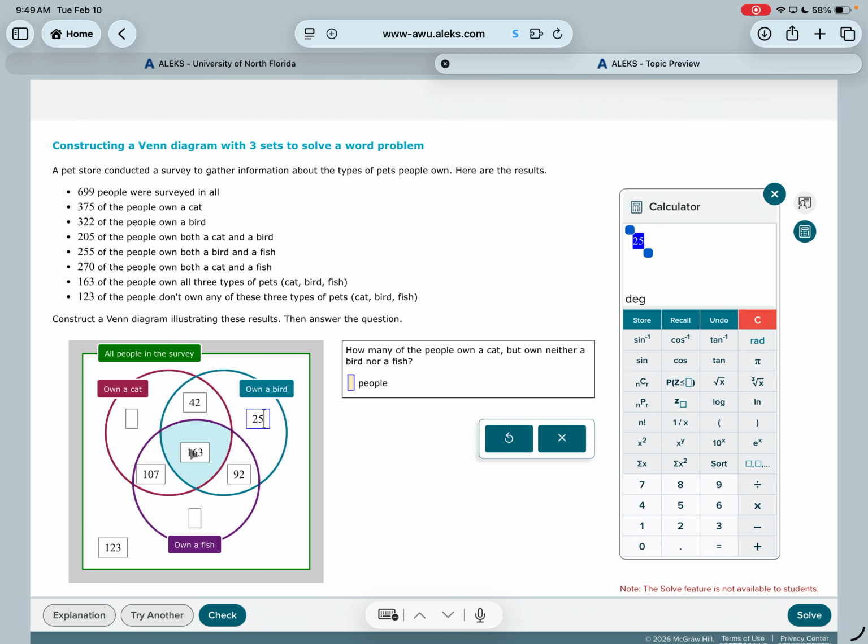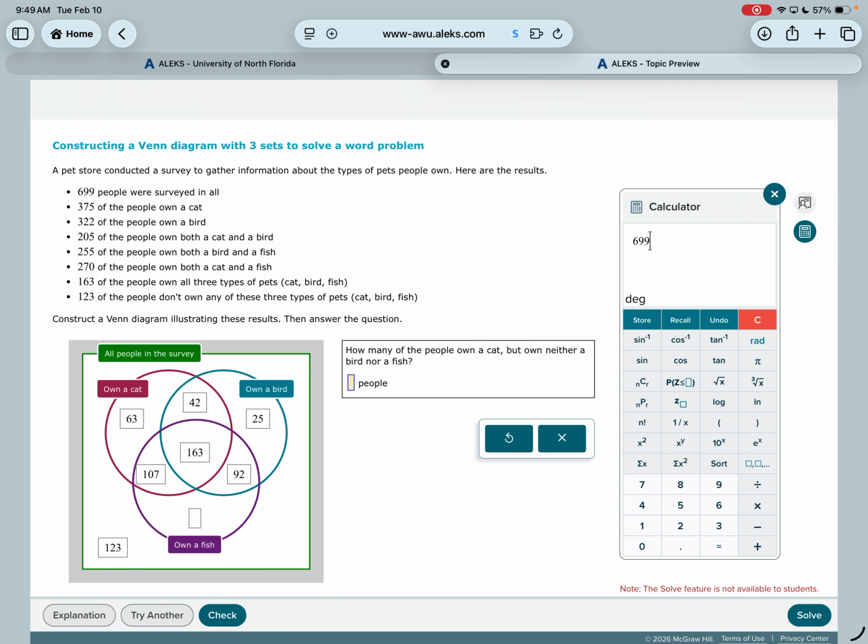375 own a cat. Same thing. Everything inside this red circle right here, the cat circle, should add up to be 375. So if I come over to the calculator and I get 375 minus 42 minus 163 minus 107, then this has to be 63. Now everything inside the red circle adds up to be 375. And then the very last number, we have all the other numbers besides 1.